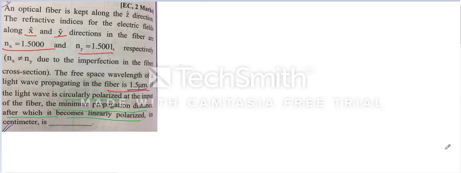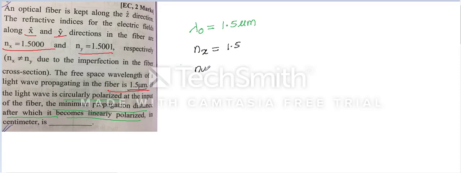Now see this problem here. An optical fiber is kept along the z-axis. The refractive indices along x and y direction have been given, and the free space wavelength has been given. If I say lambda naught, how much is it? 1.5 micrometers.